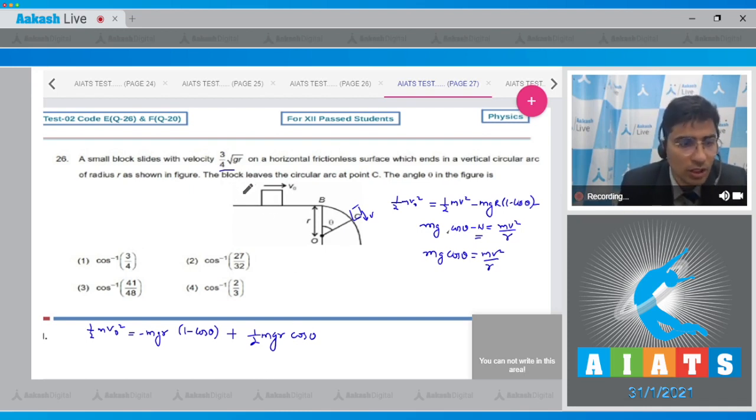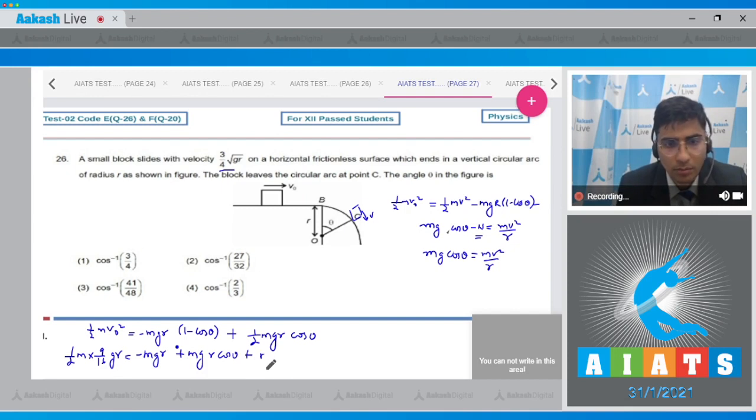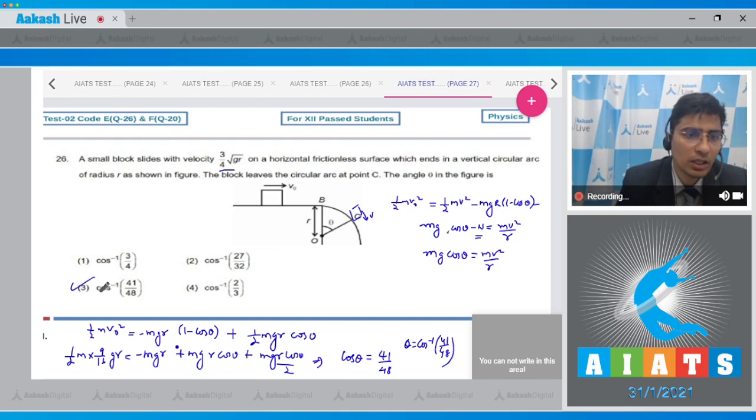Now, the next step is to substitute the given values, as it is given that the velocity is 3/4 √(gr). So we can substitute the values. So this will be half m into 9/16 gr is equal to minus mgr plus mgr cos theta plus mgr cos theta by 2. On solving this, cos theta will be equal to 41/48, or theta will be equal to cos inverse 41/48. Meaning, for this question, the correct answer is option 3.